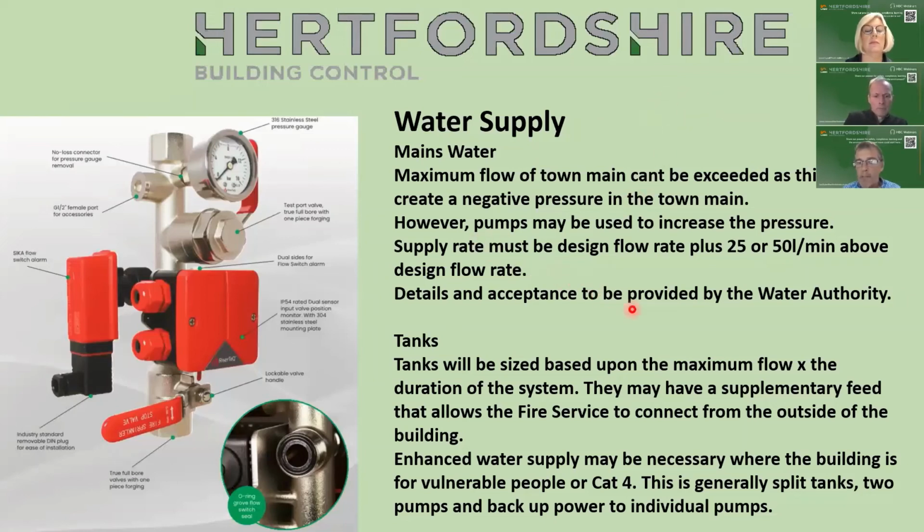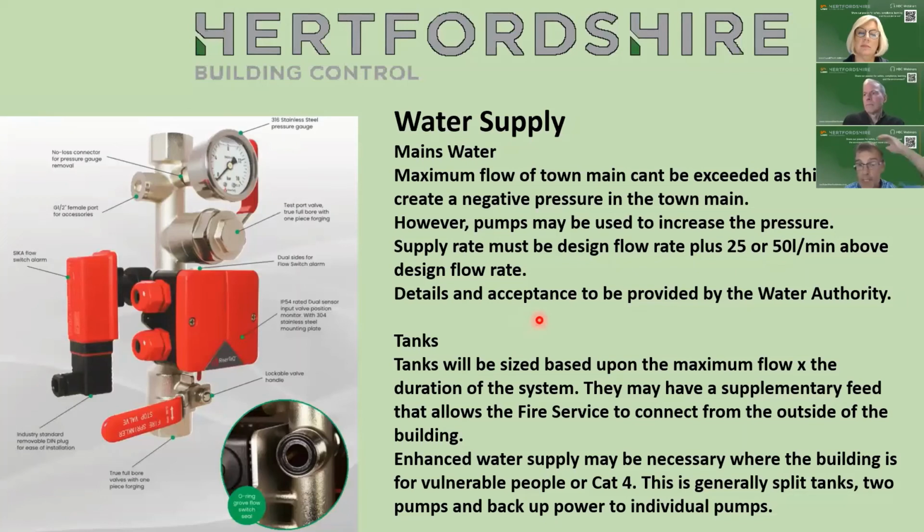However, you can use pumps to increase the pressure, because like I said, you might get 0.5 bar, 3/4 of a bar guaranteed from the water authority. You might need 3 bar to get to the furthest sprinkler head at 0.5 bar, because you might lose 2.5 bar with internal friction and static head.